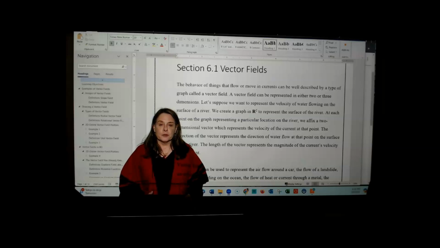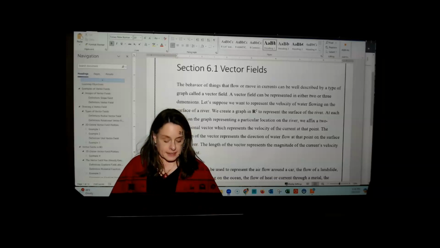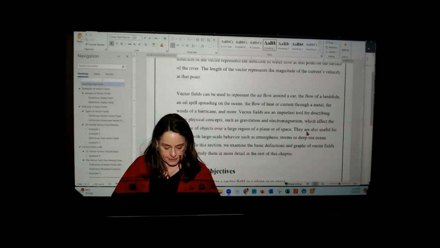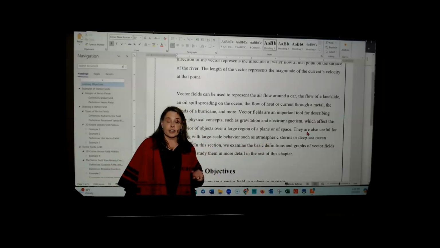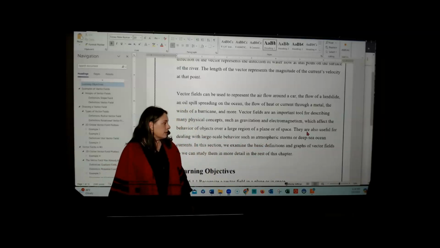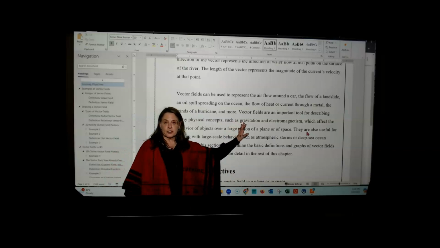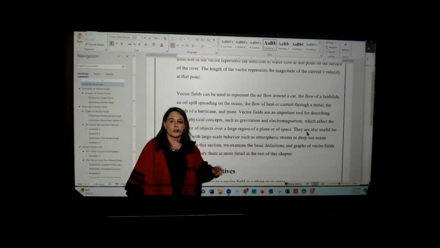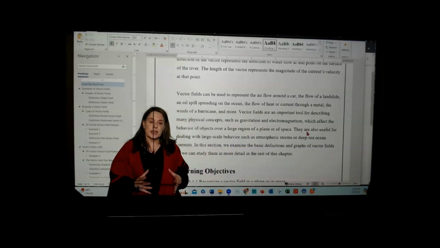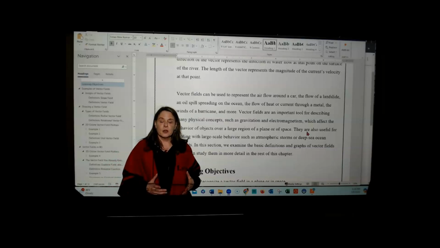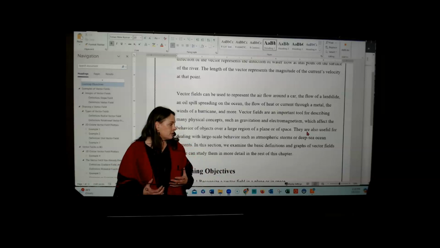Vector fields are often used to represent different kinds of flow. For example, you may see something that indicates some kind of atmospheric change, such as an atmospheric storm like a hurricane or deep sea ocean currents. We can also use vector fields to represent gravitational force or an electromagnetic field. Vector fields have wide applications in all different kinds of fields, where we're indicating something that flows or exerts a force dependent on how close it is to a particular location.